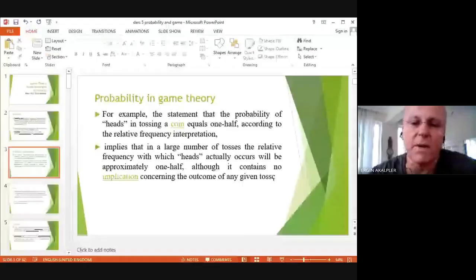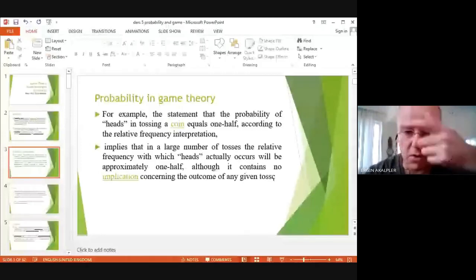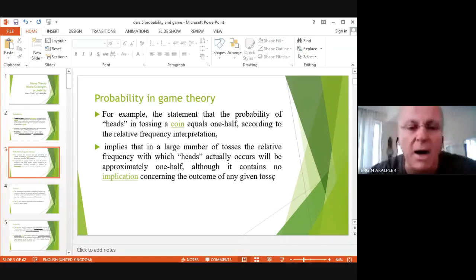Probability is very important in game theory, as I mentioned to you. Therefore, we are starting with an example. For example, consider the probability of heads when tossing a coin. When you toss it up, you expect it to come up either heads or tails, so one half is accepted as the probability proportion, which is 50-50.